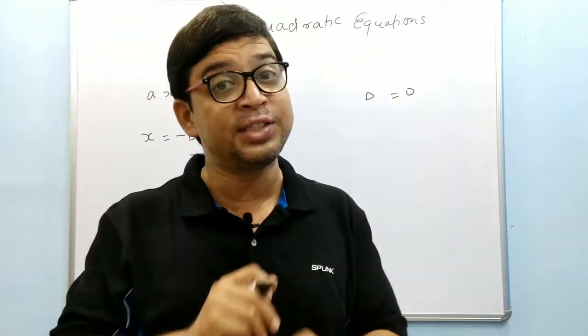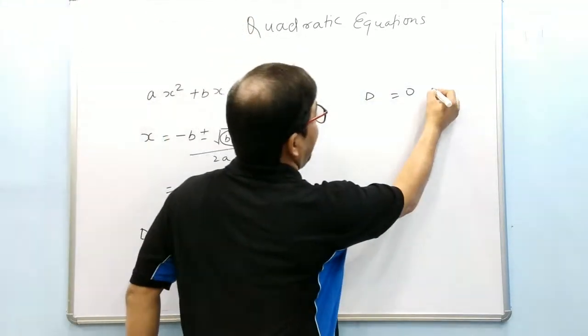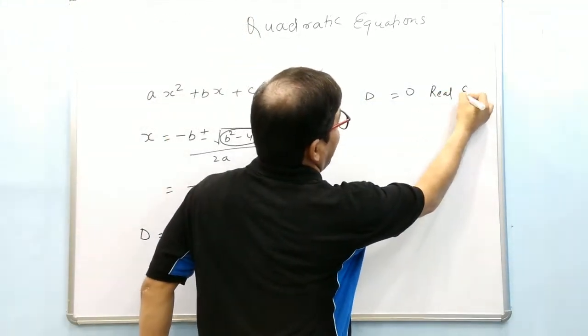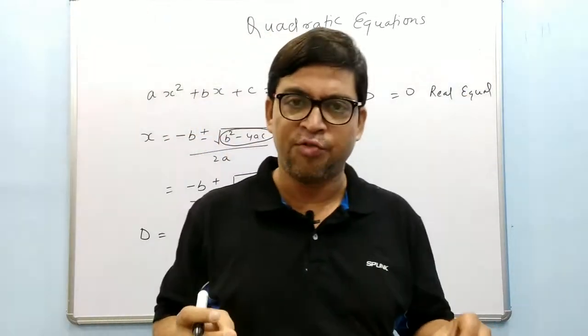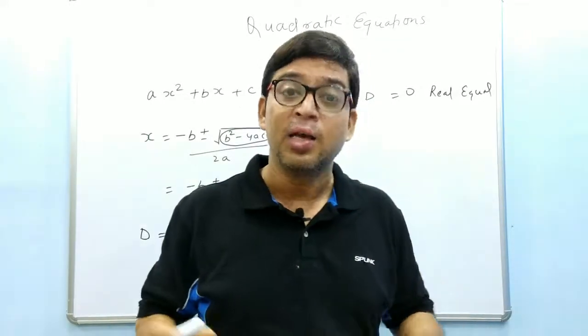So what relation are we getting? When the discriminant is 0, the roots are real and equal. So anytime we get discriminant 0, we can just predict that the roots will be real and equal.